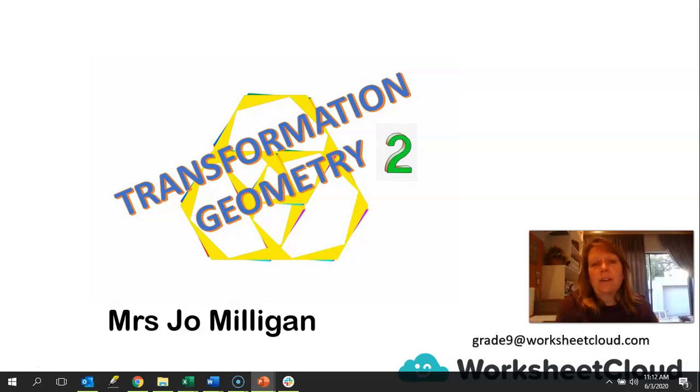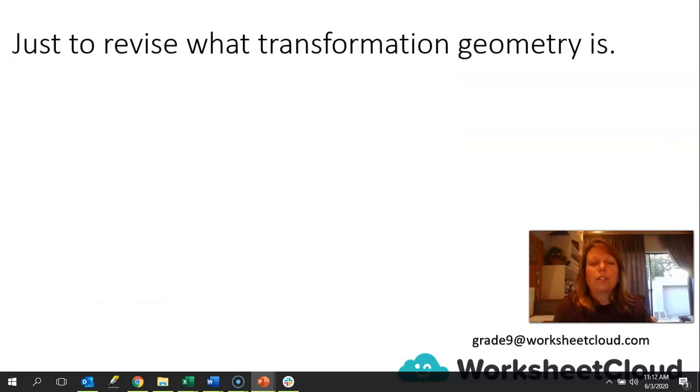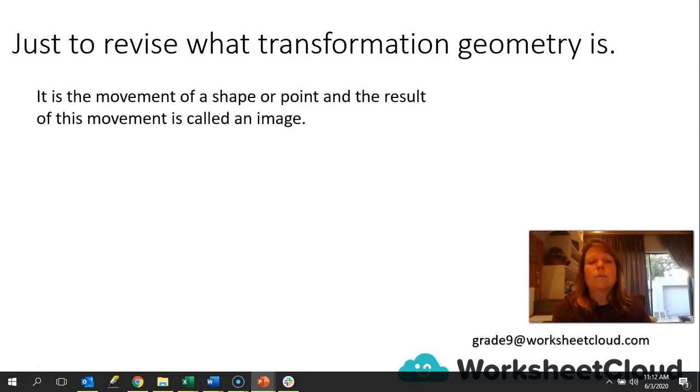Remember, we are going into our second lesson of transformation geometry. Let's go over again what transformation geometry actually is. I just want to revise a bit because we started in the previous lesson with this section. It is the movement of a shape or point, and the result of that movement is called an image. So once you've moved the shape or point across the axis or into a different spot, as we did last time, we call the result of that an image. Where it ends up is the image. I'm sure you remember that from last time when we did translations.